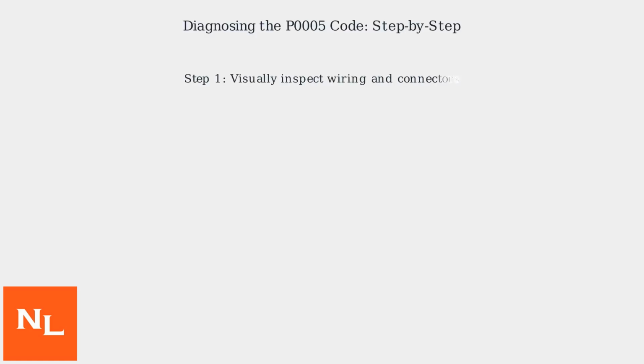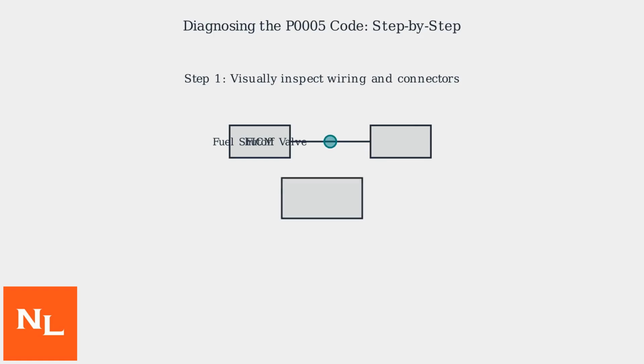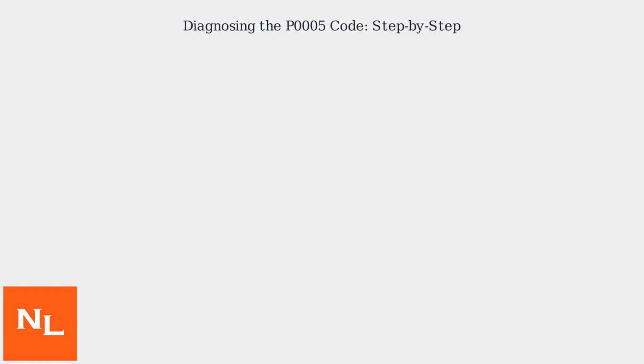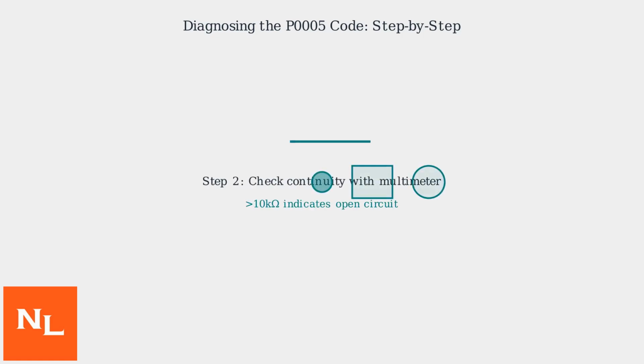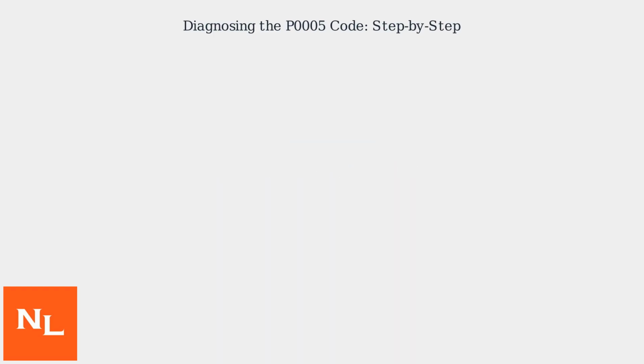Begin diagnosis by visually inspecting the wiring and connectors for the fuel shutoff valve. Look for corrosion, damage, or loose connections that could cause an open circuit. Next, use a multimeter to check continuity from the FICM to the valve. Set the multimeter to continuity mode and test the circuit. A reading exceeding 10 k ohms indicates an open circuit.